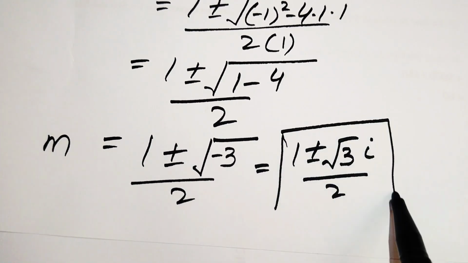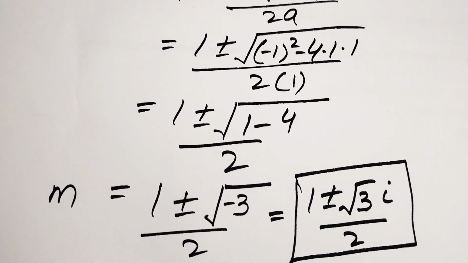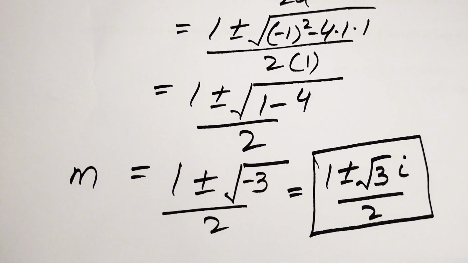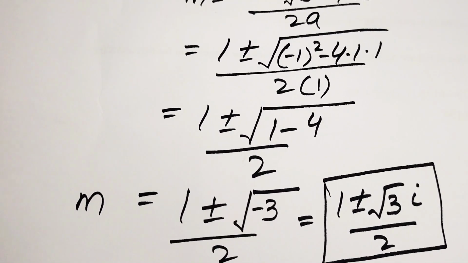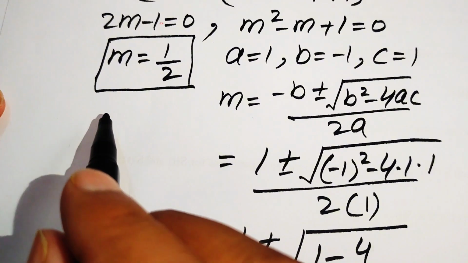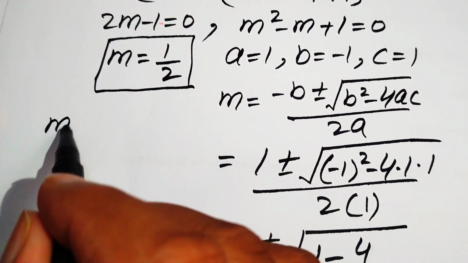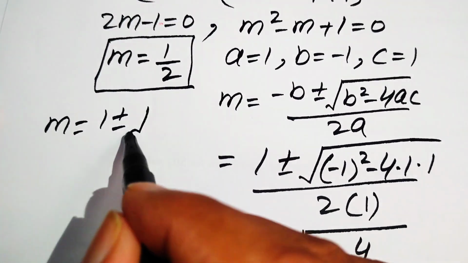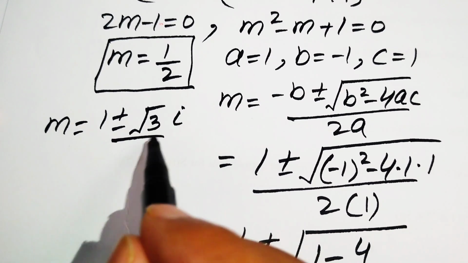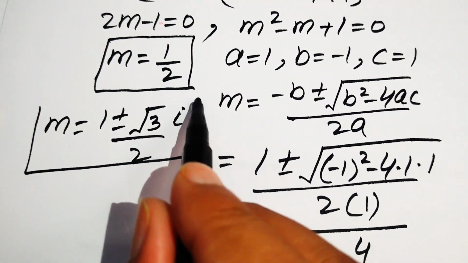So these are the other two complex roots of the given equation, and these are the two complex roots, and this is the first real root. So in the second case we have these three roots of the given equation.